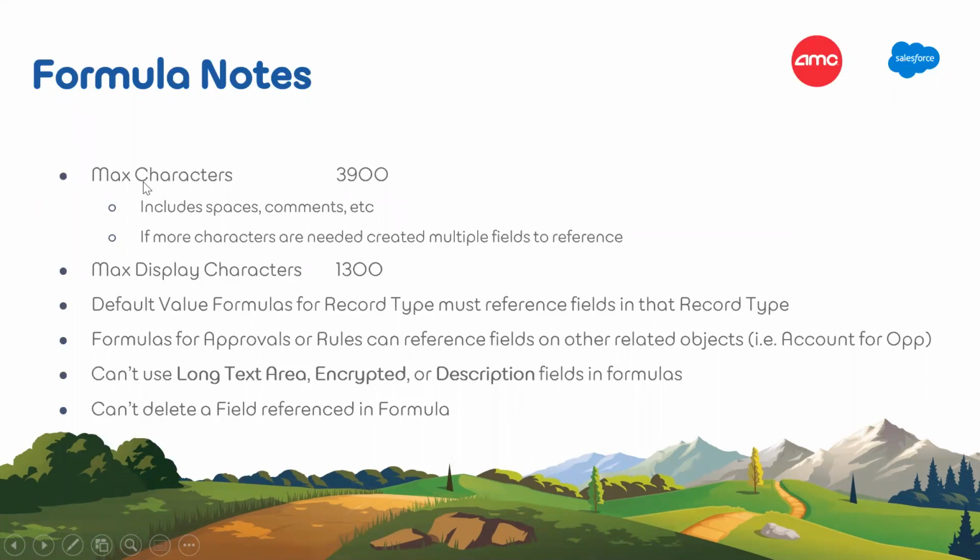Max characters for formula, 3,900. That includes all the spaces and commas and comments and everything else that you put in there. If, for some reason, you need more than 3,900 characters in one formula, that's a pretty long formula, you could make a smaller formula that feeds into it, and you could reference that. And then you could go beyond the 3,900 limit. When you display, max characters is 1,300. Again, that's a lot of characters for a formula.